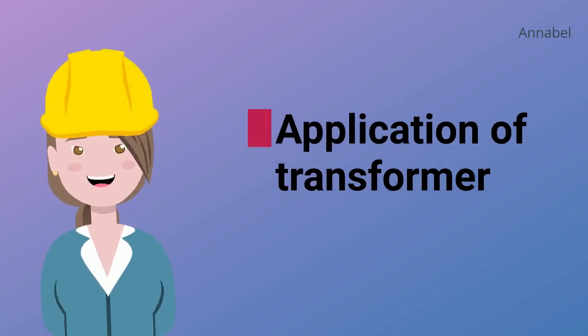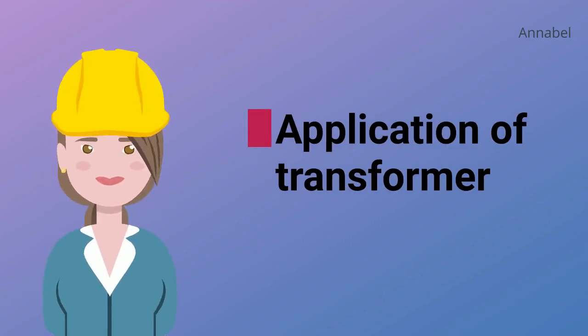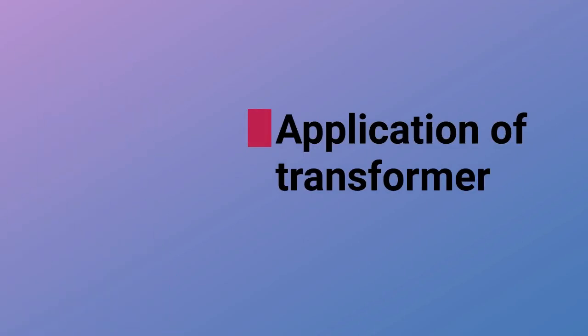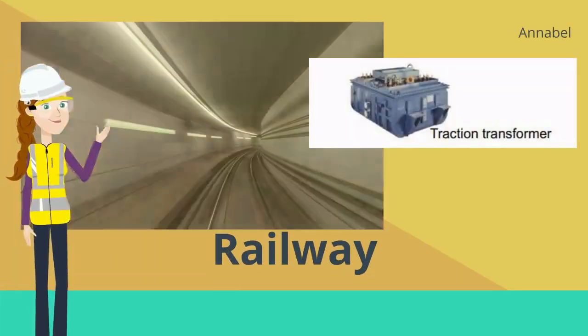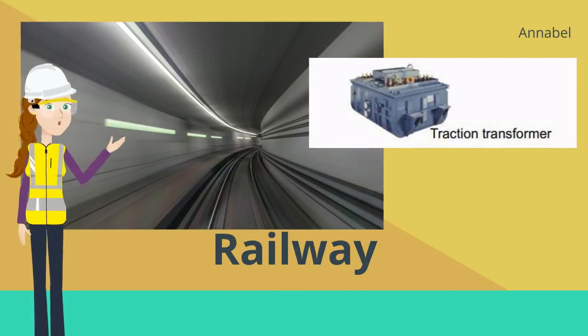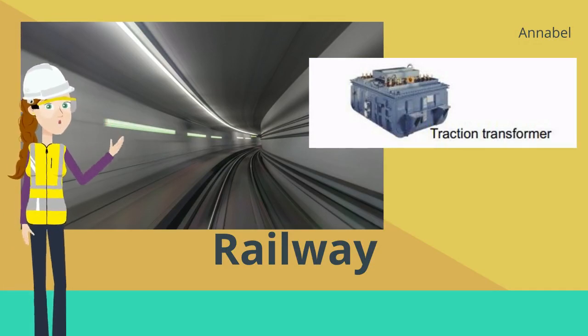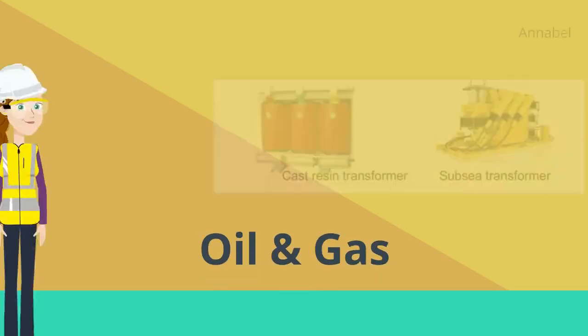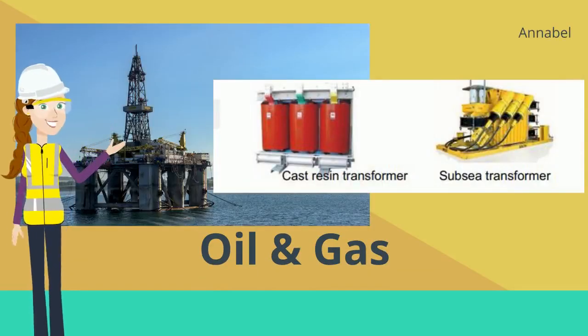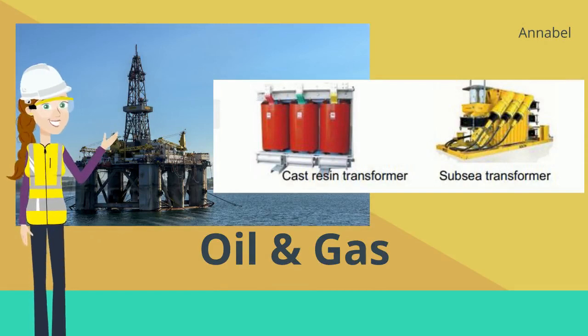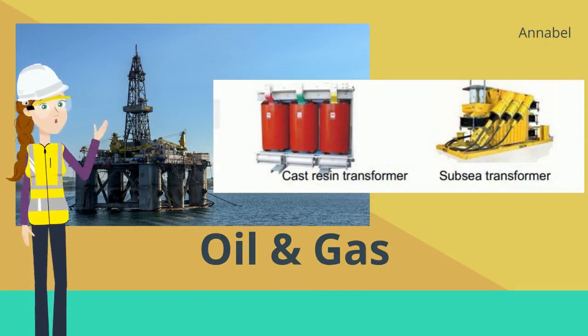Hello, I'm Annabel, and last week's talk shows the application of transformers. For the first application, onboard traction transformers are used for power supply of railway electric vehicles from the catenary system, such as high-speed trains. Next, at the oil rig, cast resin transformers and sub-transformers are used for the power supply at the oil rig.